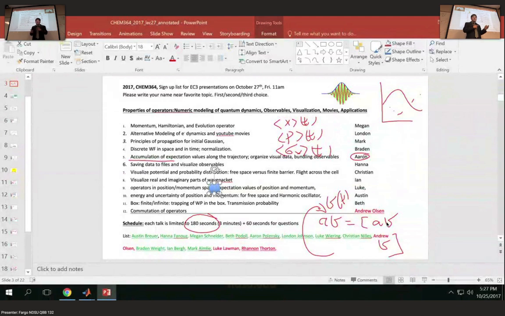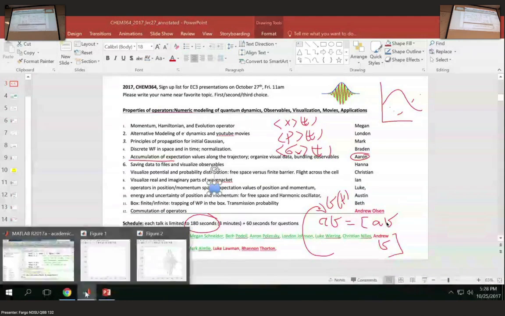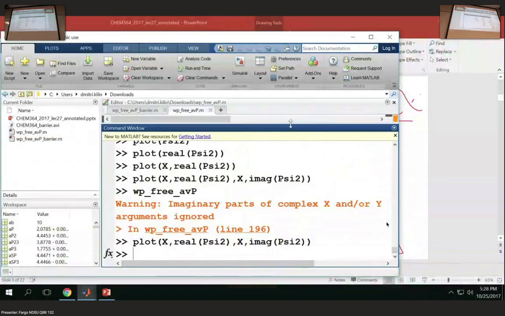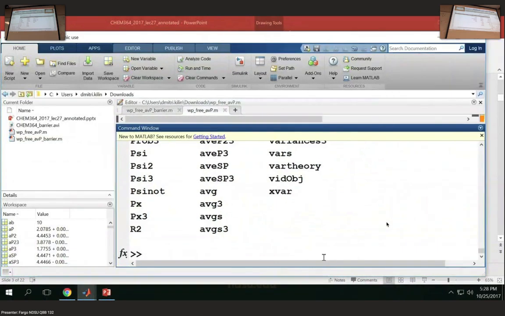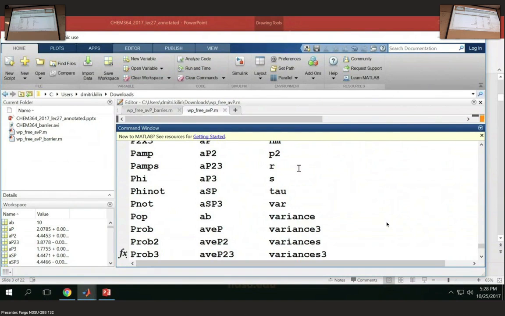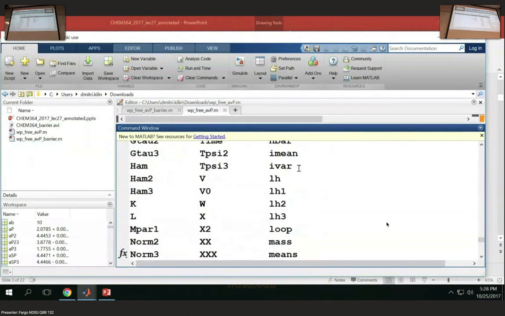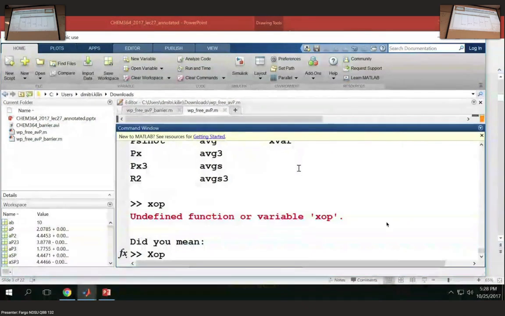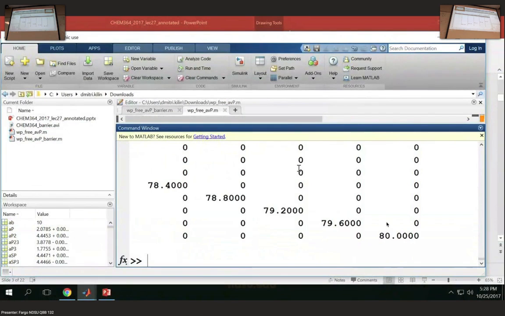What else do we need to know for this subject? We need to know what Beth presented in the previous presentation, how to visualize a matrix, because an operator is a matrix. After commutation, we may want to visualize it. So if you forget the size of your matrix, you just type size.